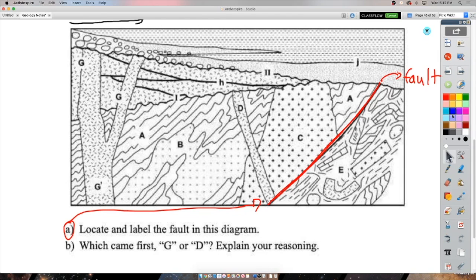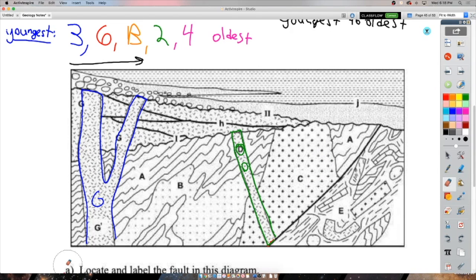Let's just highlight G and D so we can see what they're talking about. So there's G, okay, and D's right here. Okay, so I've highlighted the layers here that are relevant for part B, okay? So I've done the first thing for you.